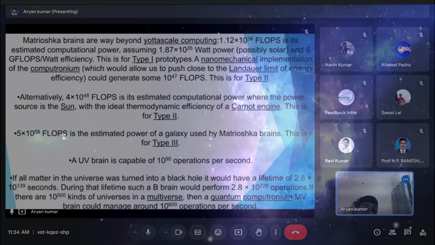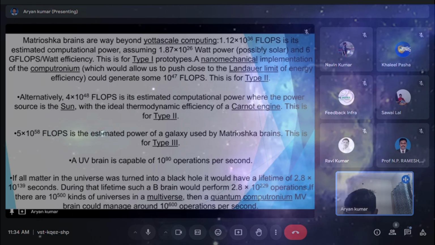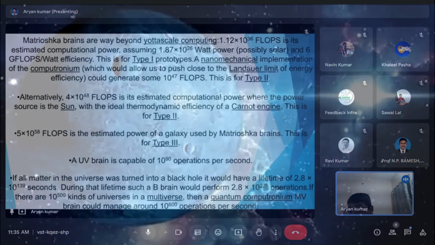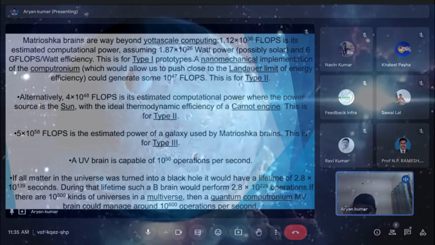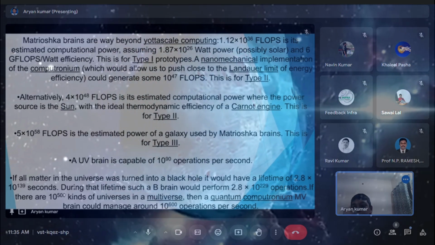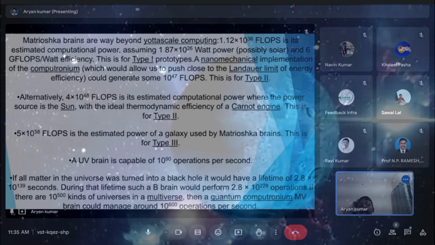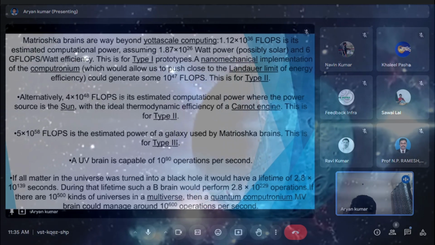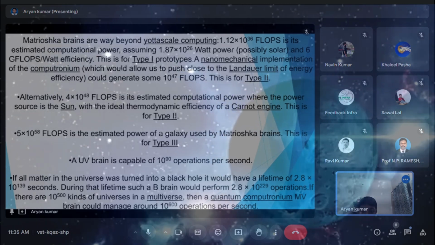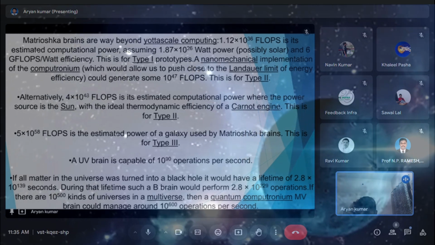And for type 1 prototypes, a nanomechanical implementation of the computronium, which would allow us to push close to the limit of energy efficiency, can generate about 10^47 flops. This is for type 2 civilizations. Alternatively, 4 × 10^48 flops is the estimated computational power, with the power source being the sun, with the ideal efficiency of Carnot engines. So this is for type 2 civilizations.